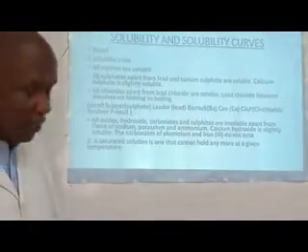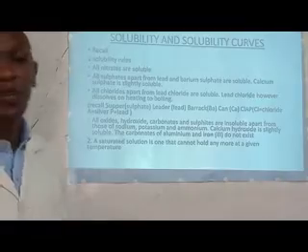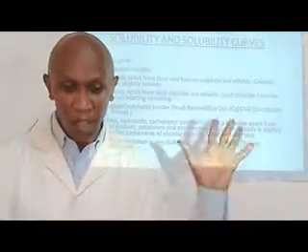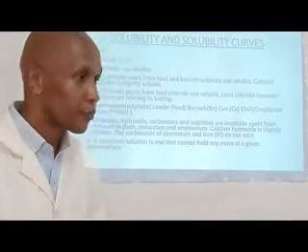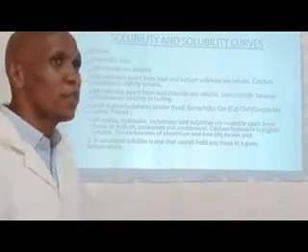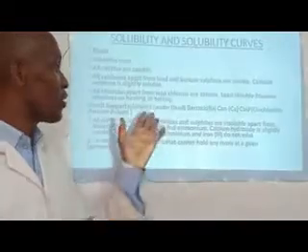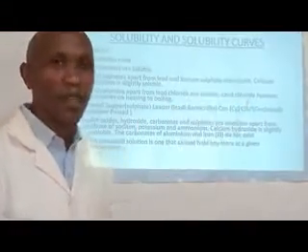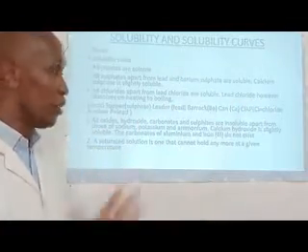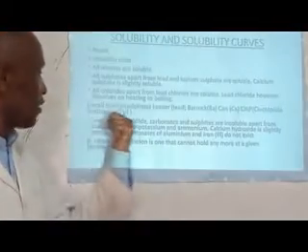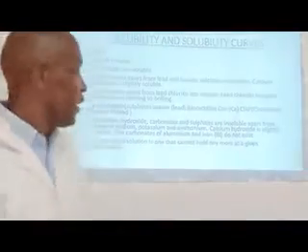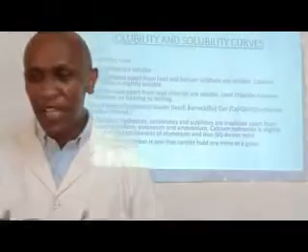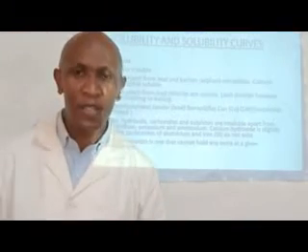You could use any other way to remember that not all sulfates are soluble. There are some insoluble ones: lead, barium, and calcium. Not all chlorides are soluble. There are some insoluble ones: chloride of silver and lead. So that is a qualitative aspect of solubility.